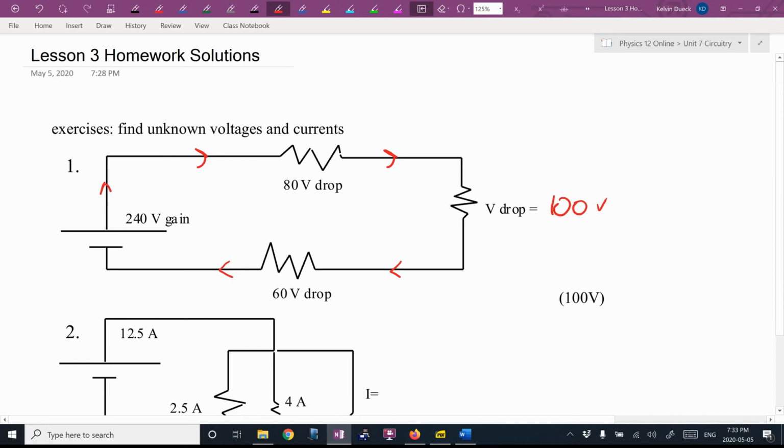That resistor right there. Remember, voltage is energy per coulomb. So this resistor is using 100 joules of energy for every coulomb that goes through there. This resistor is using 80 joules of energy for every coulomb that travels through it. This resistor is using 60 joules of energy for every coulomb that goes through it.